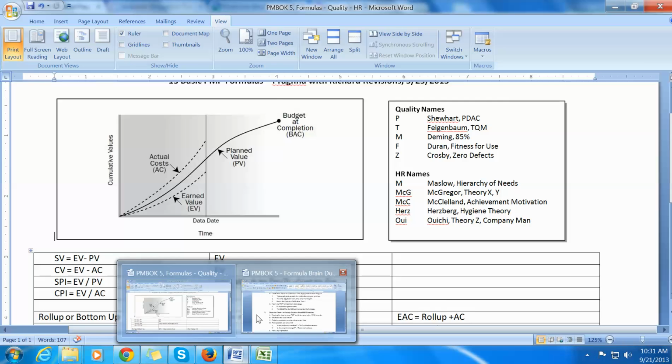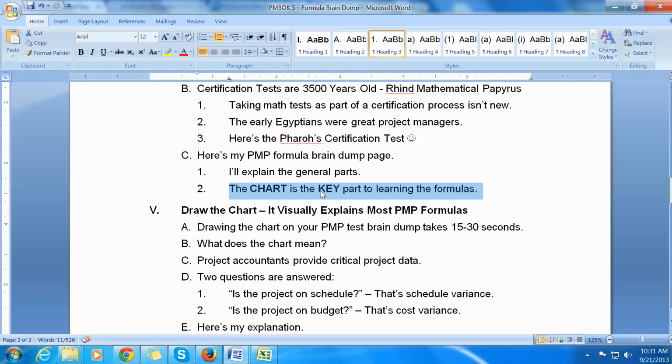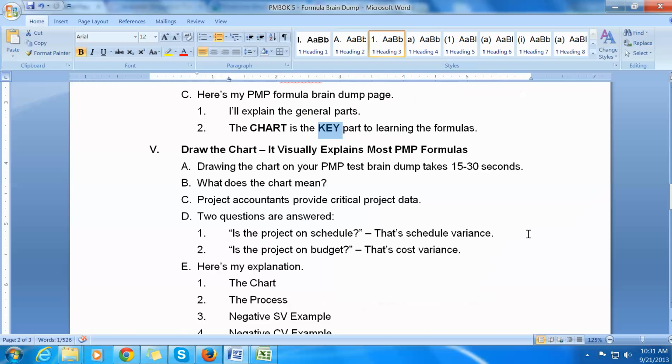So let's take a look back here and understand this a little bit better. So the chart is the key part to learn the formulas. Now, drawing the chart, as I said, takes about 15 to 30 seconds. What does the chart mean? I'll explain it. One really key thing is that you absolutely need project accountants to do this. Then it makes a great deal of sense.